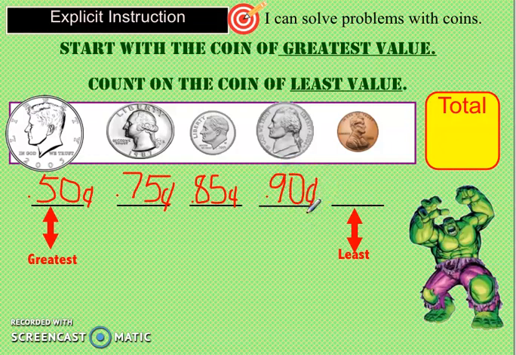Okay, 90 cents plus this penny right here would be 91 cents. So the total of coins our Hulk here has was 91 cents. There you go. We put them in value from greatest to least, and then we started to calculate them. We added them together to find how many coins we had in all.